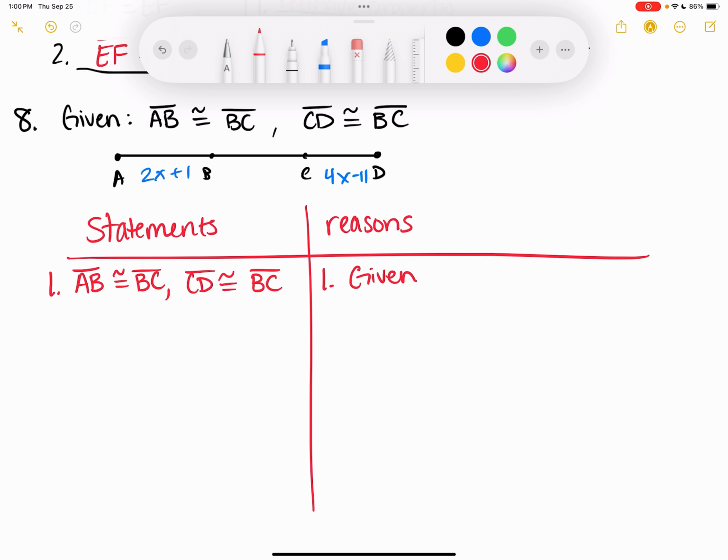So the next thing I would look at is that I've got AB is congruent to BC and I've got CD is congruent to BC. Well, both of these have a BC in them, so that would tell me then that I can say that AB is congruent to CD. So step 2 is going to be AB is congruent to CD. Anybody know the reason for that?